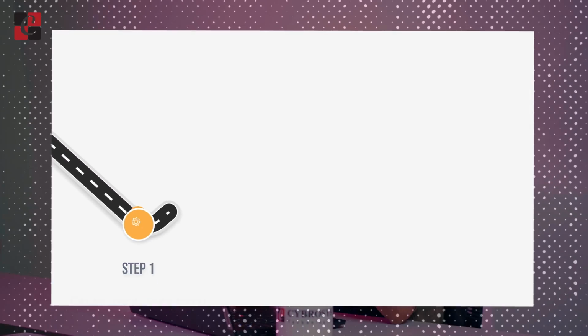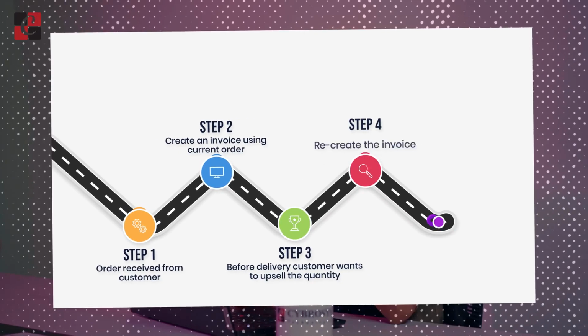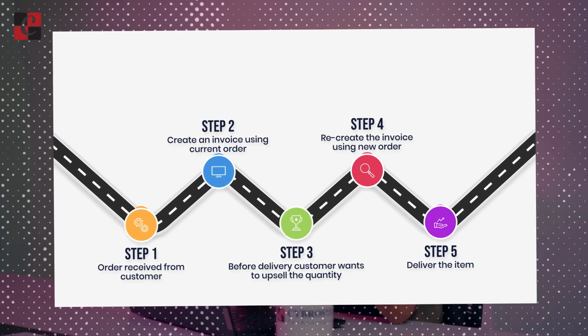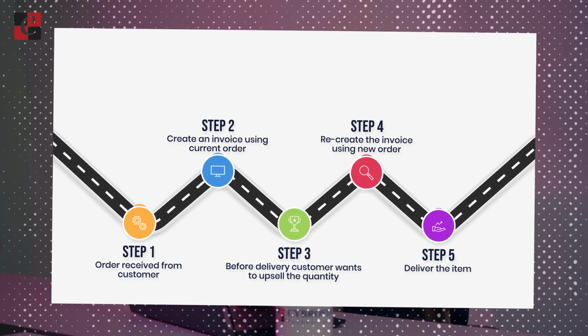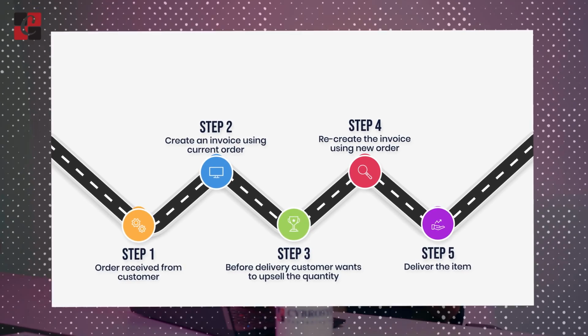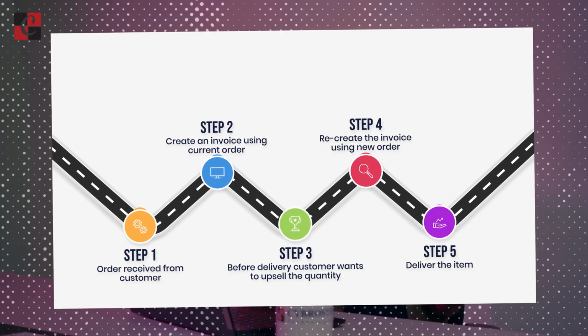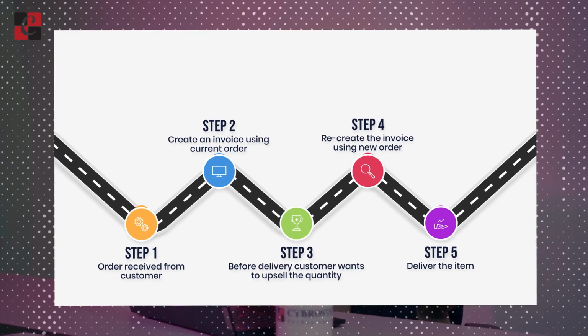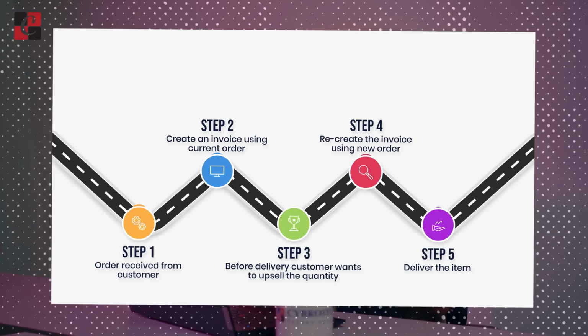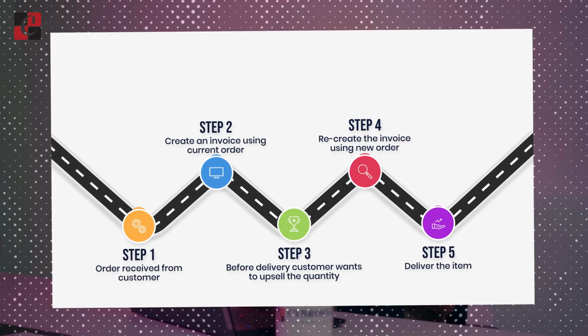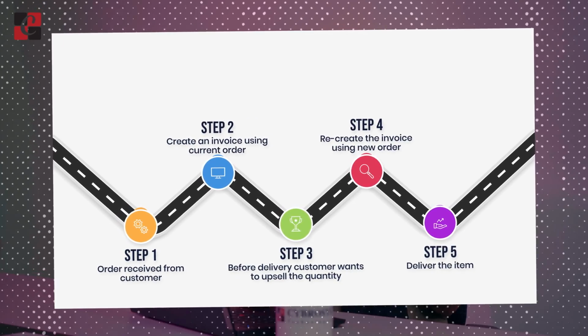Imagine a case where a vendor has received an order for one quantity of a product. The vendor will create an invoice with one quantity for the ordered quantity. And before the delivery of the item, he has received a request to upsell the quantity, that is, to increase the number of quantity in the delivery of the item. So he will create another invoice for the upsell item. This practice always allows increasing the sale, which increases the business efficiency.